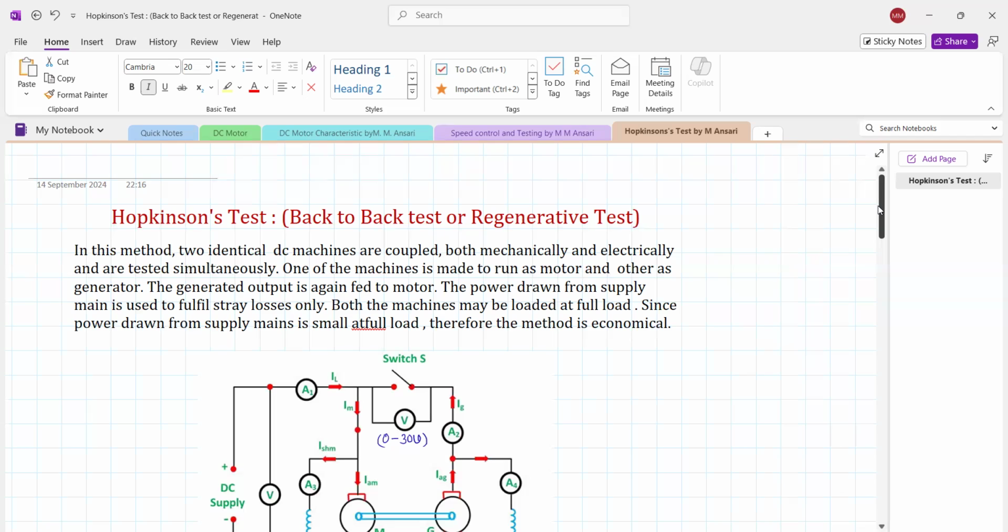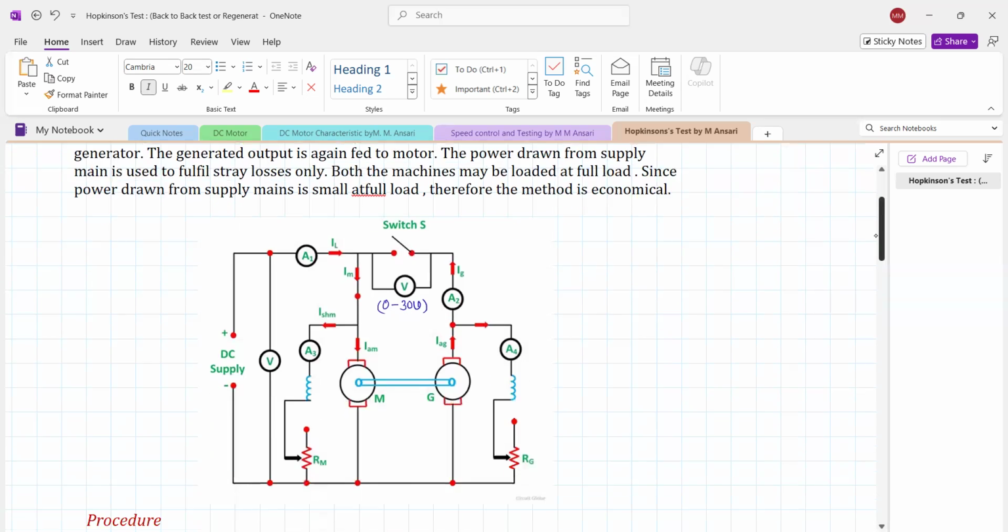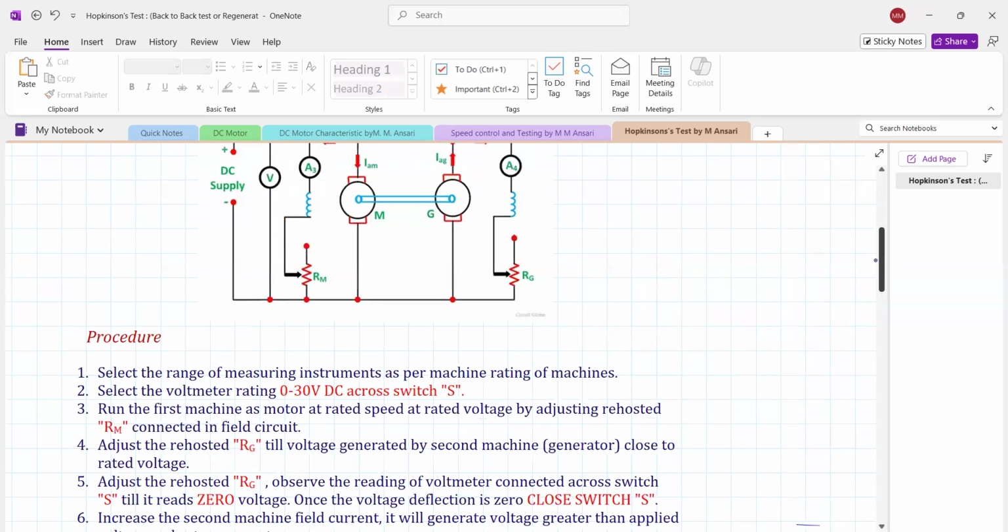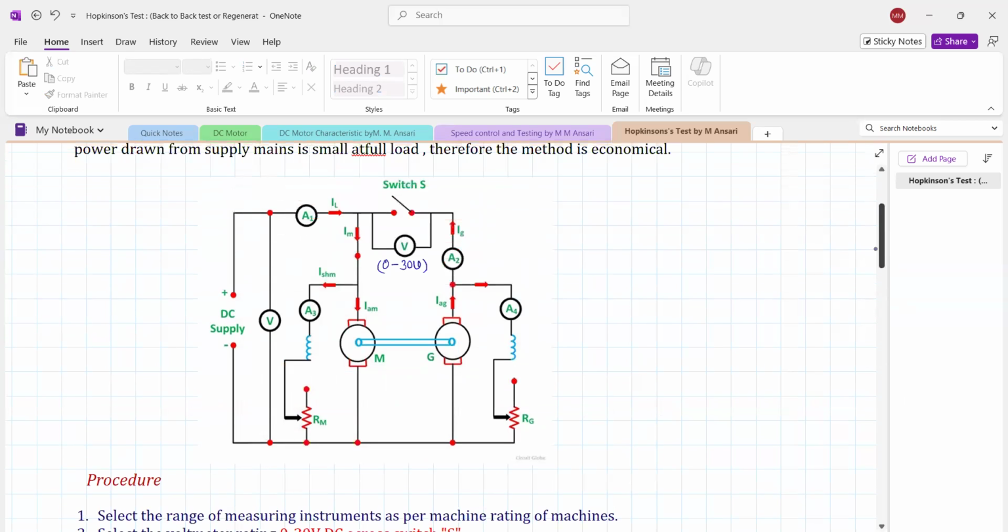So these two advantages are clubbed into the Hopkinson test, where two identical machines are taken, and with these two identical machines, it is possible to load them to their full load value. One acts as a motor, the second acts as a generator. The generator excitation is adjusted such that it will supply more current, equal to the full load current of the motor, and so on.